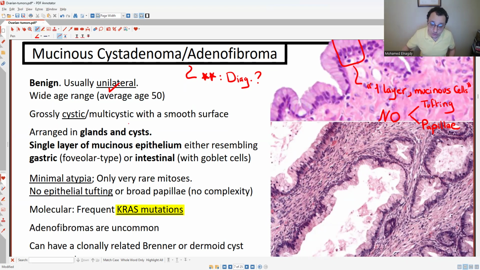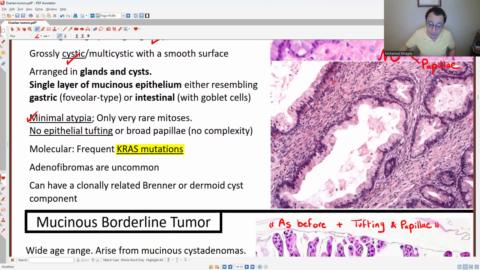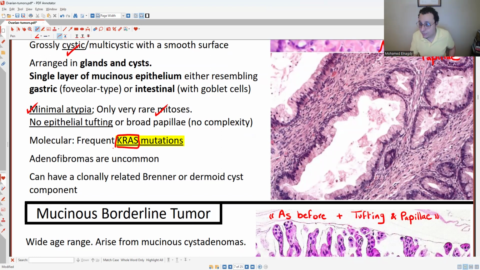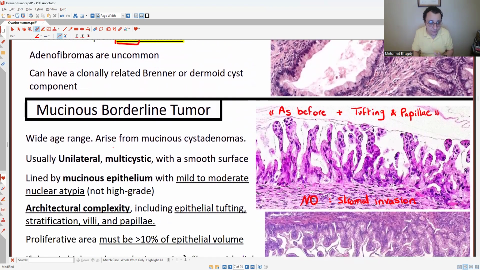It's usually unilateral. It has a wide age range. However, the average age is always older, in the 50s. It's usually cystic, has a lot of mucin inside, and always shows minimal atypia with very rare mitosis. The molecular finding here is KRAS only, frequent KRAS mutation. There is no BRAF. So mucinous is KRAS only. Serous is KRAS and BRAF. Just make sure you memorize these kinds of things.